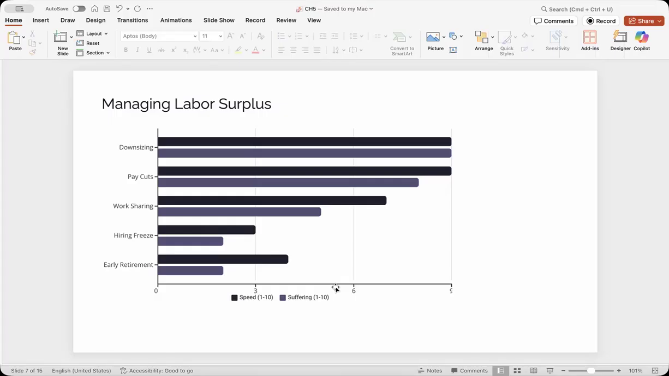Hiring freeze, same thing, hard to implement. The speed of implementation is not fast. Again, not a lot of suffering. Same thing with early retirement. A little bit faster to get done, with a few hoops you have to jump through. And again, the suffering to employees is limited. So these are all the things that we need to think about when we have a labor surplus, when we have too many employees.